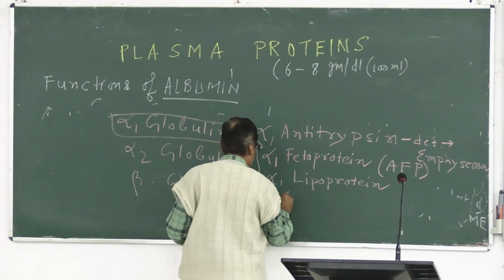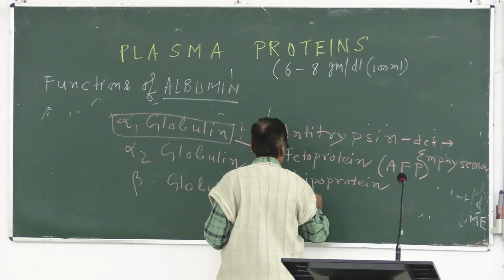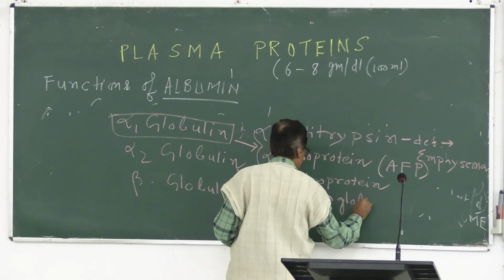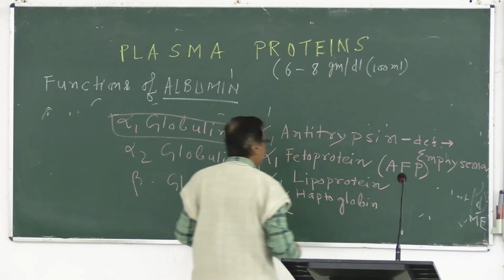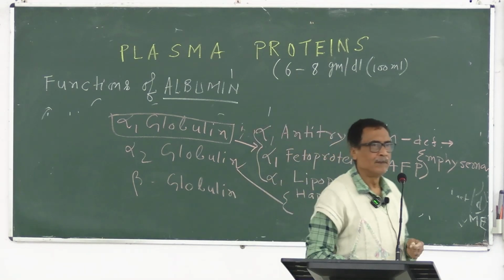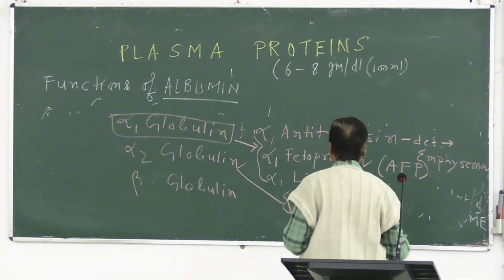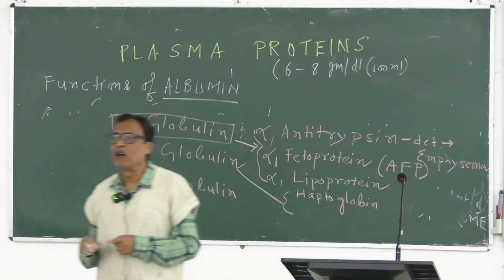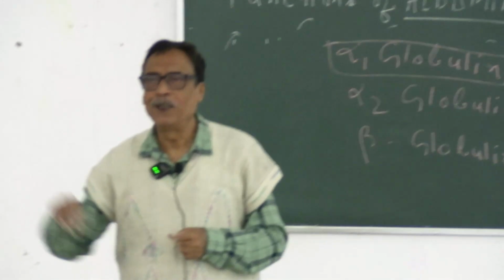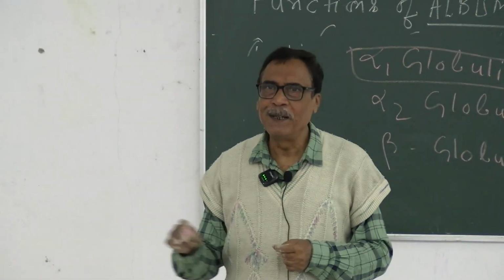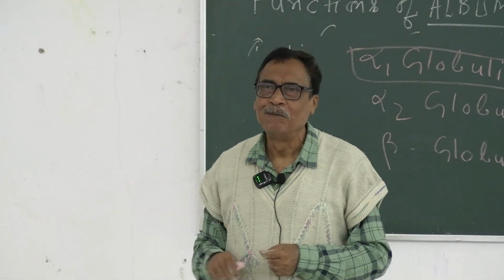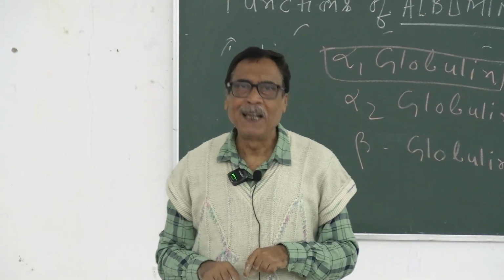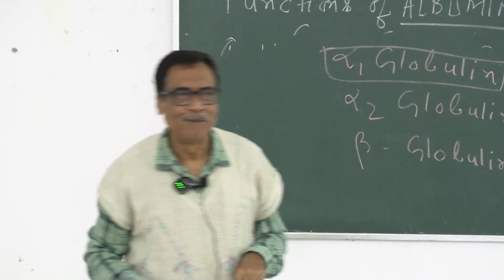Examples of alpha-2, the most important example is haptoglobin. Haptoglobin is a binding protein, it binds hemoglobin. If it does not bind hemoglobin, what will happen? It will pass through the urine, but it is prevented. Leakage of the hemoglobin is prevented by the molecule haptoglobin. Haptoglobin binds with hemoglobin and conserves hemoglobin, conserves iron.